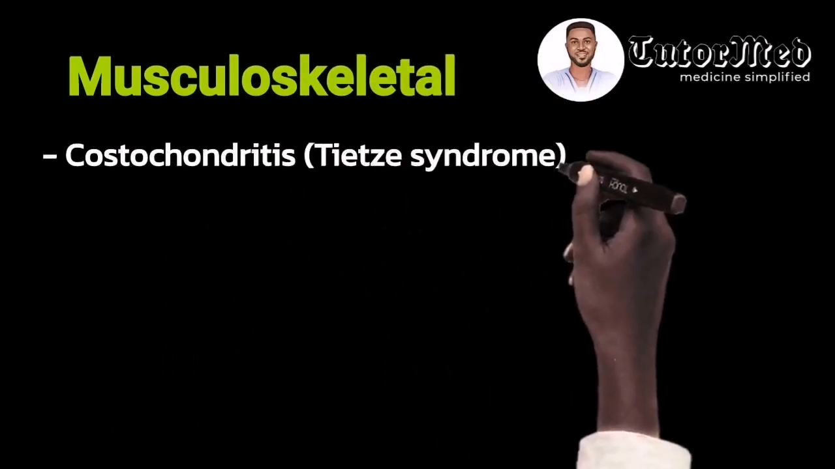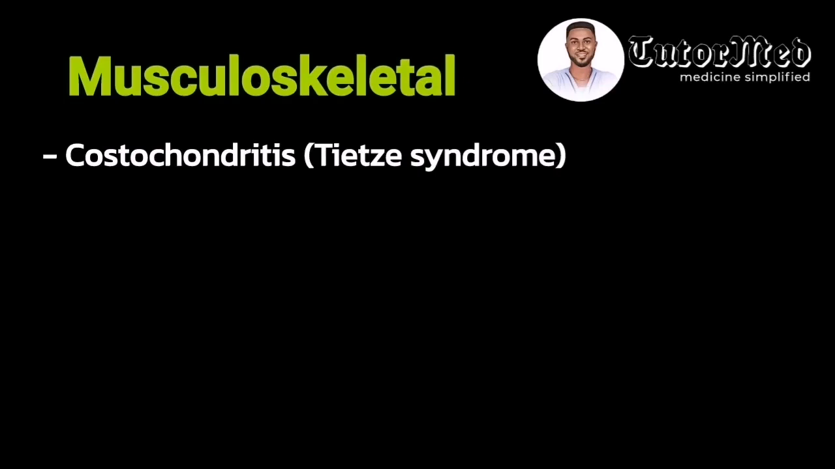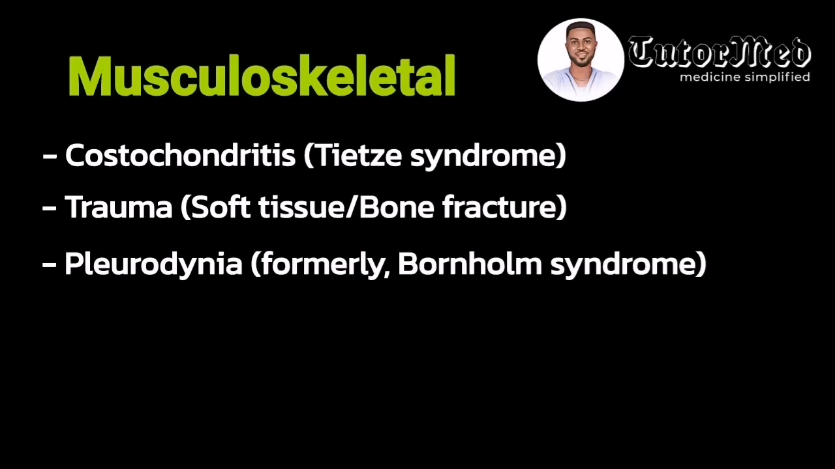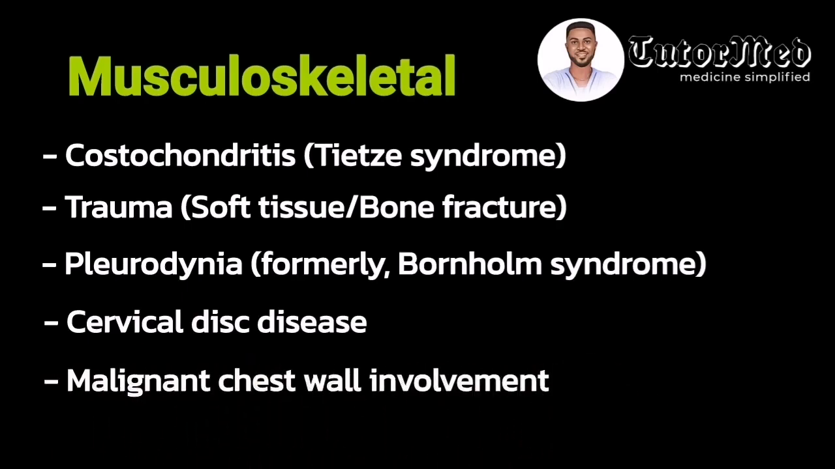For the musculoskeletal causes of chest pain, we have costochondritis, also known as Tietze syndrome. It could be as a result of trauma, which can result in soft tissue injury or bone fracture. Could also be due to an acute enteroviral illness, which is characterized by fever and sudden spasms of the chest and abdominal muscles. This is known as pleurodynia, formerly called Bornholm syndrome or epidemic myalgia. It could also be due to cervical disc disease. And lastly, it could be due to malignant chest wall involvement, metastasis to the chest wall from a primary site of cancer.